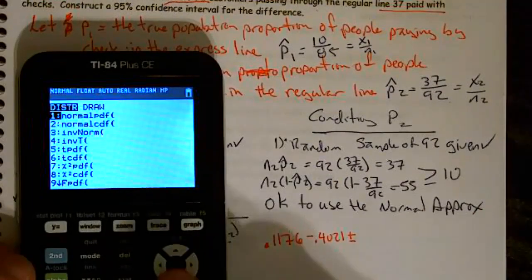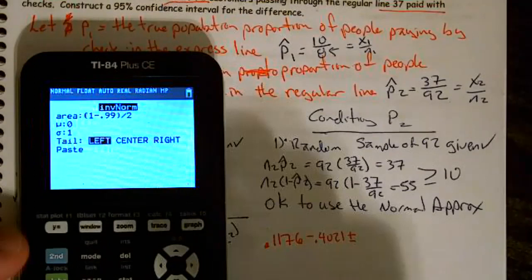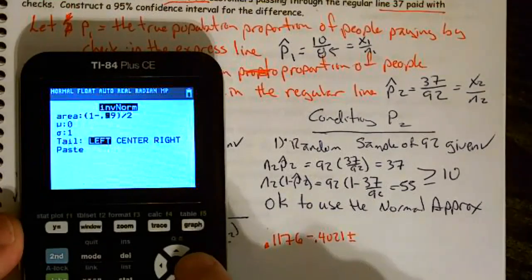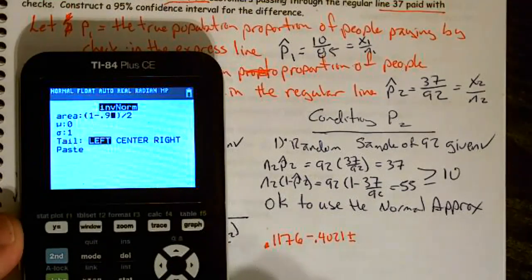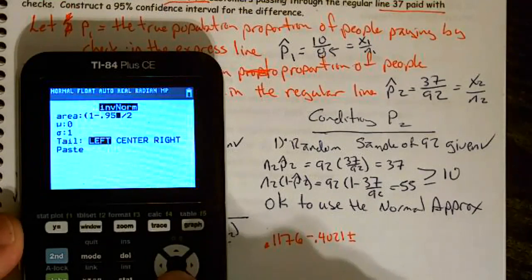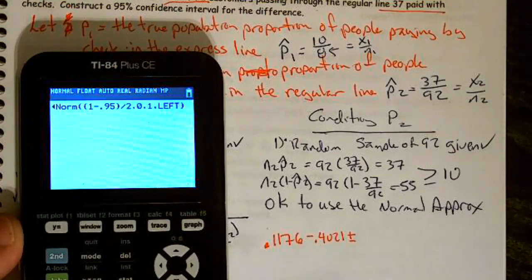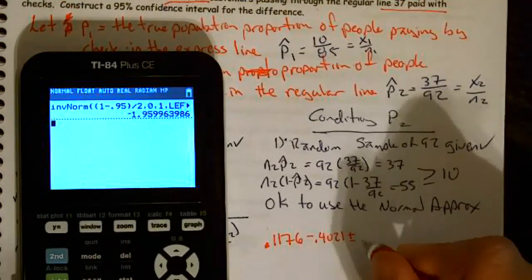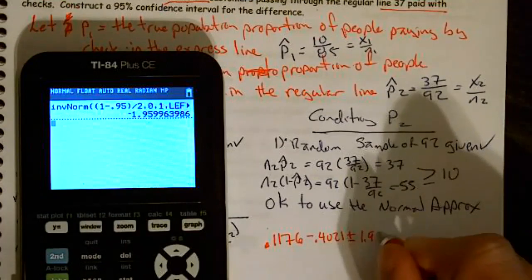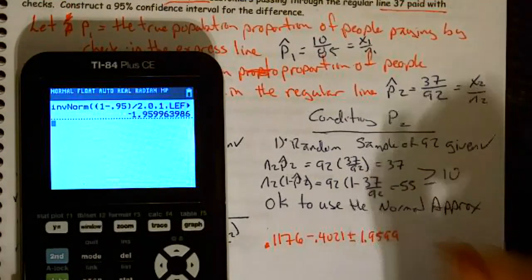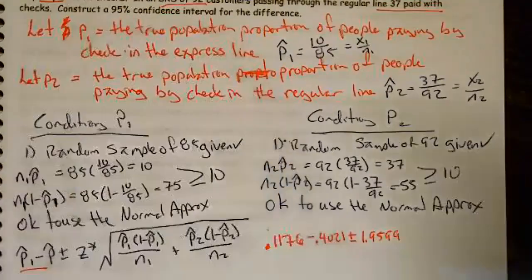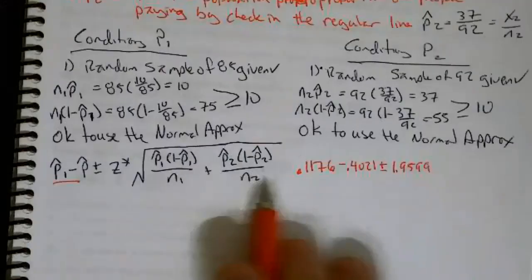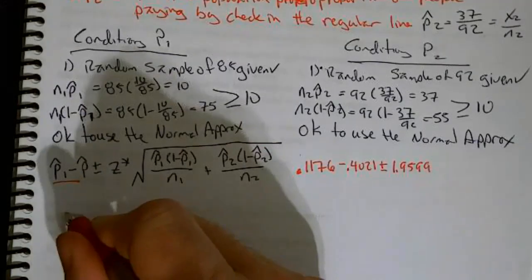So second vars, inverse norm, 1 minus, and they want us to do a 95%, so I need to make that a 95. 1 minus 0.95 divided by 2, mean is 0, standard deviation of 1. And I end up getting 1.9599. Now, I didn't give myself enough room, so I'm going to skip down a line, and I'm going to restart that.